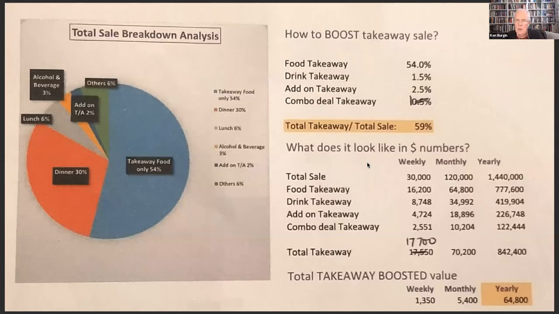So 1,500 for add-on extra over a year is about 65,000. And 65,000 is a large amount of money that you can easily use to offset your other costs, just by tweaking the design and giving them an option. So this could help you reduce your commission of 30%, reduce your rental. And this is cheaper stuff at the end of the day.